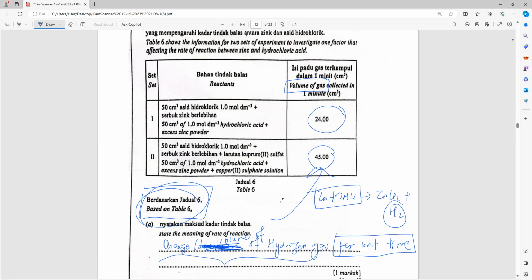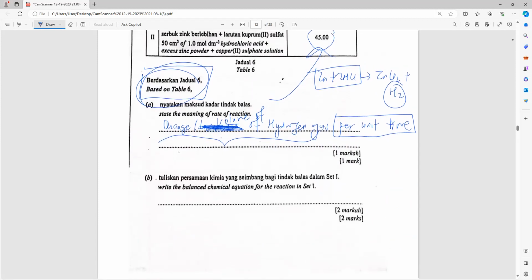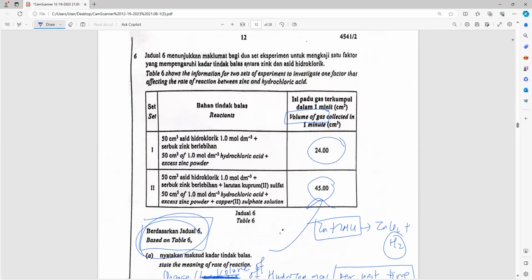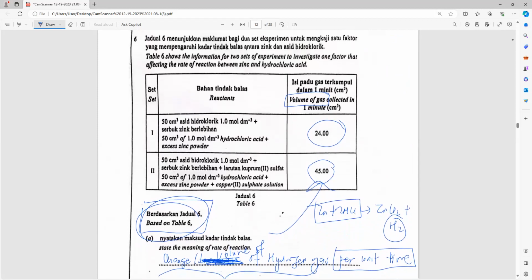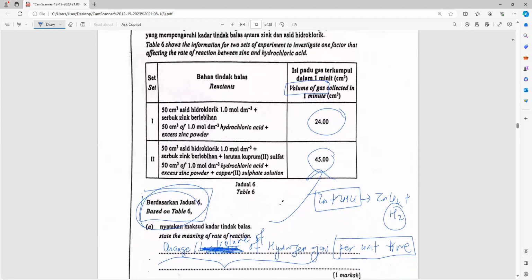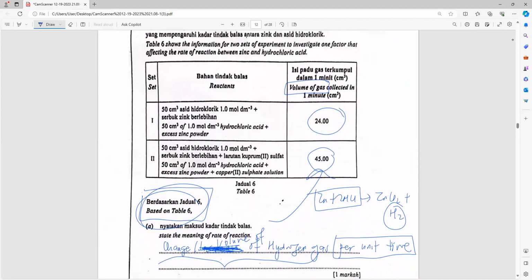Okay, chemical equation, teacher's done that for y'all. How to find the average rate of reaction here? How does teacher find the average rate of reaction? Plus divide 2? Plus divide 2 is absolutely wrong.